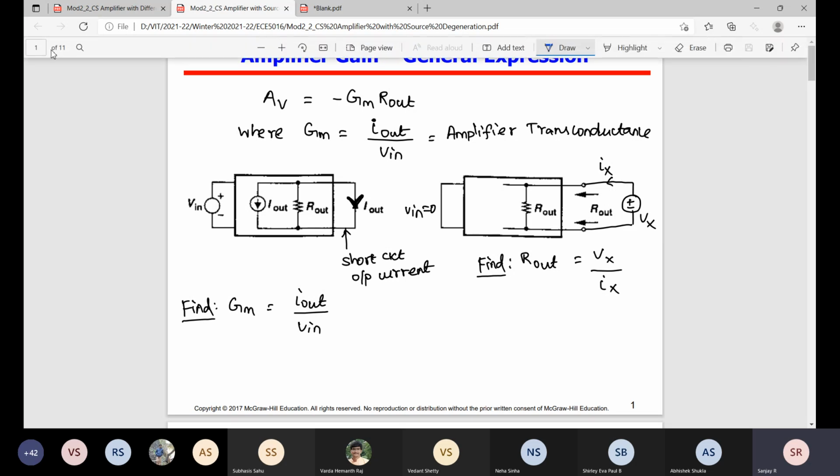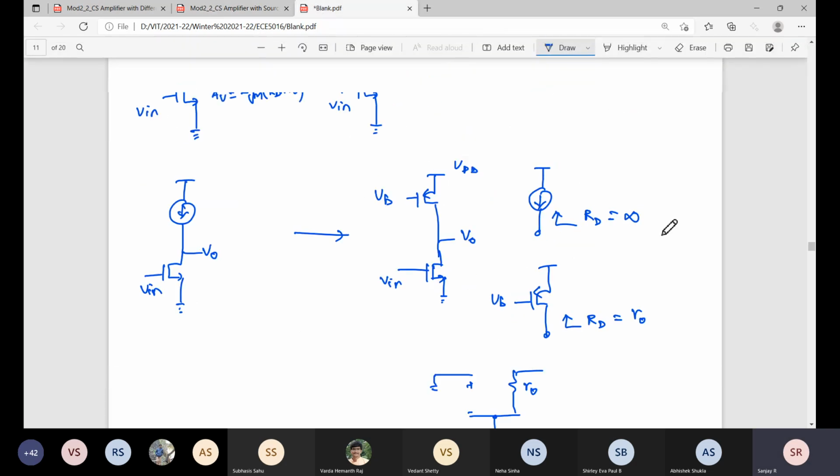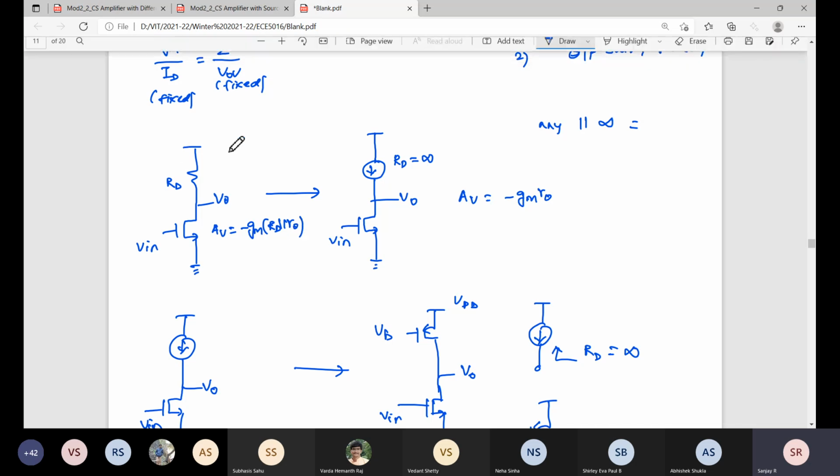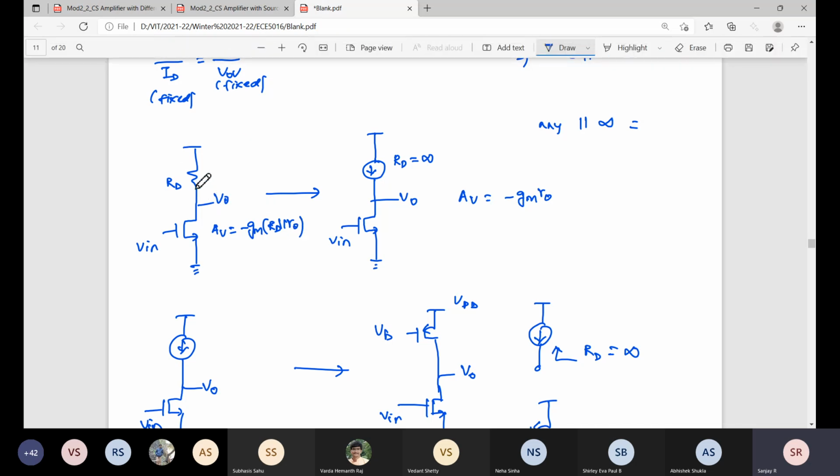Remember, when you discuss the common source amplifier, the gain is minus gm into RD, or load resistance or output resistance. So what is it? RD parallel to r0, the output resistance. So any gain we can simply write as transconductance into output resistance.